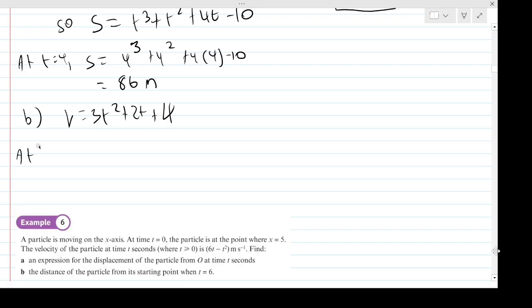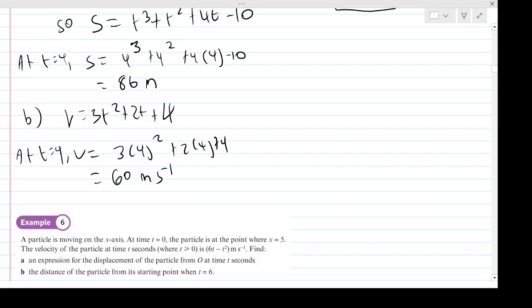So again, when t is 4, the velocity is going to be 3 lots of 4 squared, add 2 lots of 4 plus 4. And so that will get me 60, and that being meters per second. And so there we are.